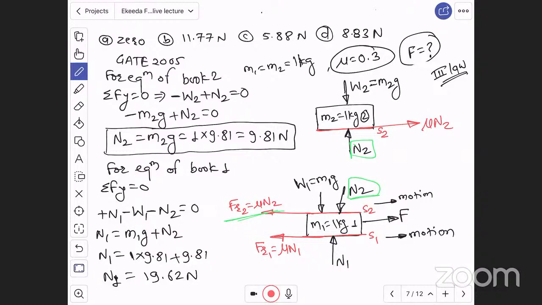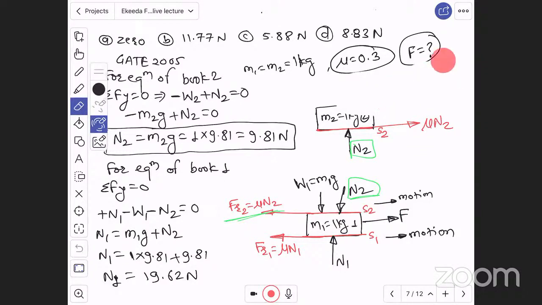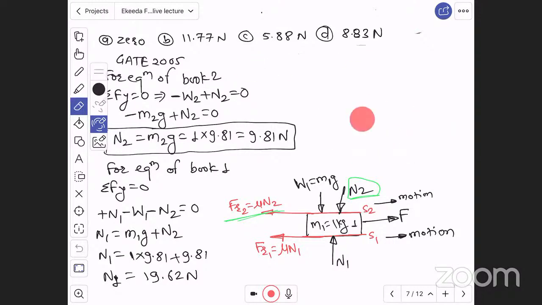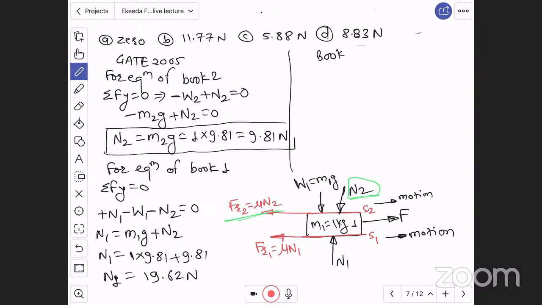Now, for equilibrium of book 1 along the x-axis, I am writing the equilibrium equation again. Summation of forces along x direction is equal to 0. As per this equation, right side positive, left side negative. Right side is force EF, left side is friction force 1 and friction force 2. Therefore, plus EF minus mu N1 minus mu N2 is equal to 0. Therefore, force EF is equal to mu times N1 plus N2.